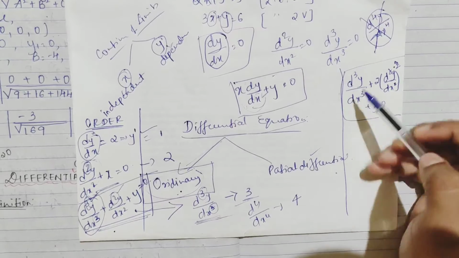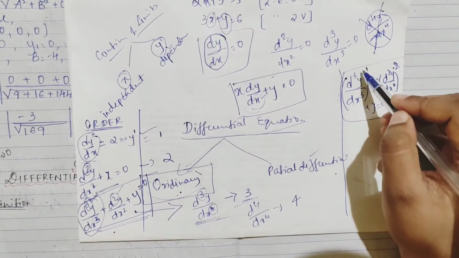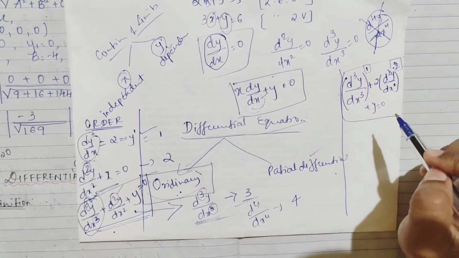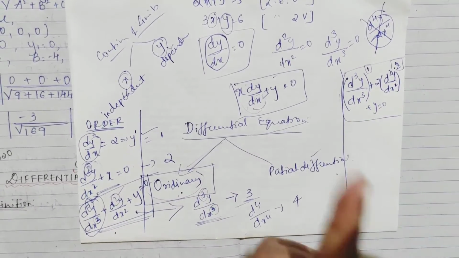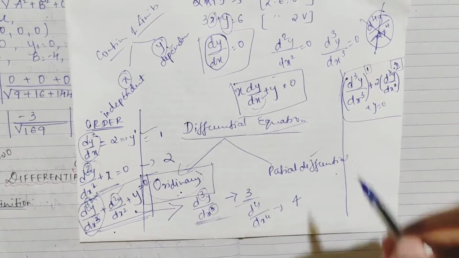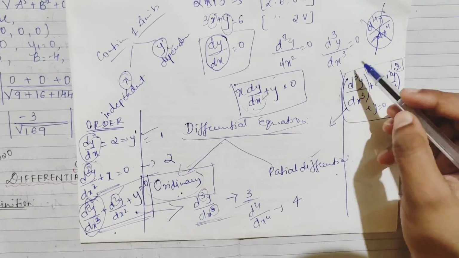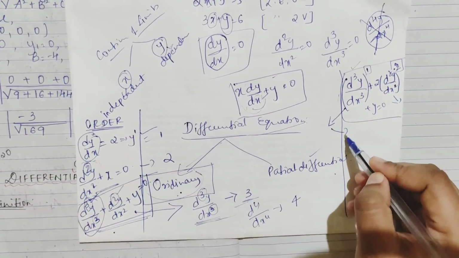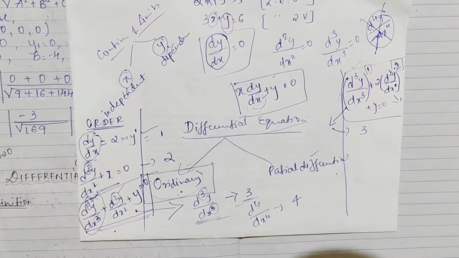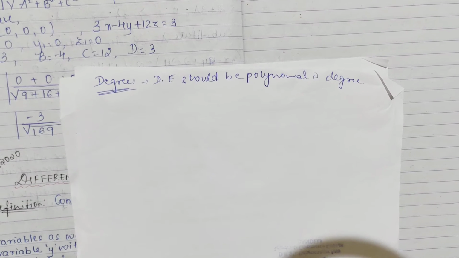See, here in the bracket also a power of 1 is there, right? Here it is raised to 1. But we are not calculating this. We are calculating the highest derivative order. So in this differential equation, the highest derivative is the cube one, so its order will be 3. You should do it like this. I hope this is clear for you. Please don't get confused. Next is degree.